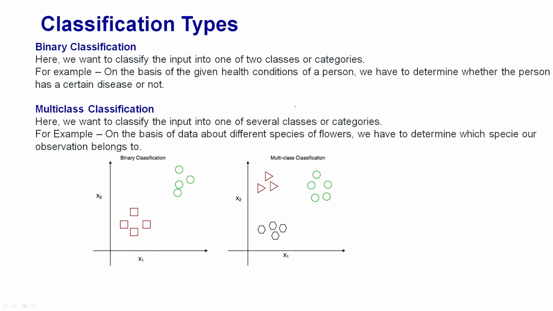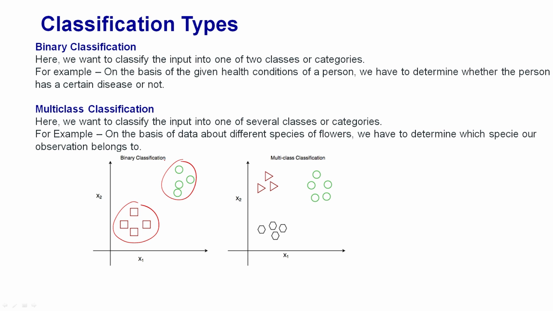So there are two types of classification. One is called binary classification, the other is called multi-class classification. In binary, we want to classify input into two classes or categories. For example, on the basis of health conditions of a person, you can either be healthy or diseased, right? That's a binary classification.